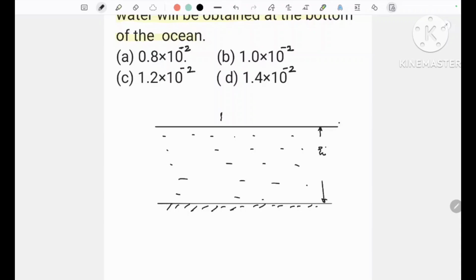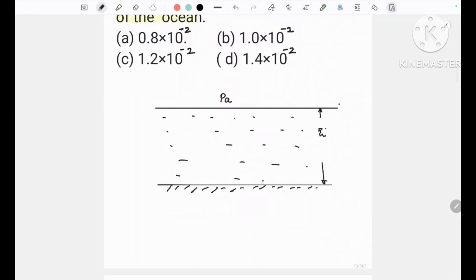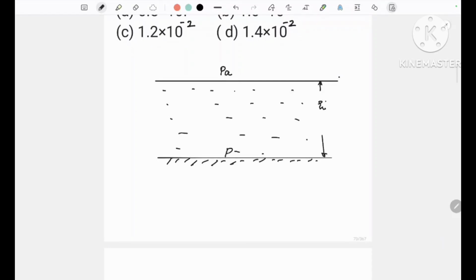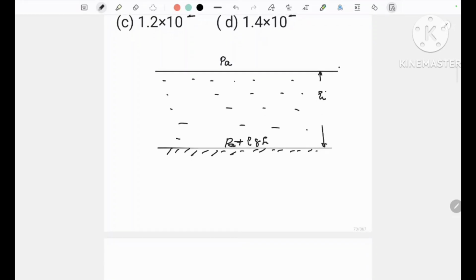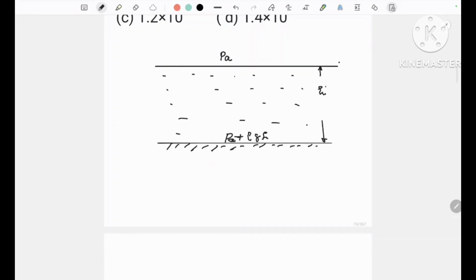Surface पर pressure is atmospheric pressure Pa. Bottom पर pressure will be Pa plus rho g h. Change in pressure will be delta P, Pa plus rho g h minus Pa is equal to rho g h.